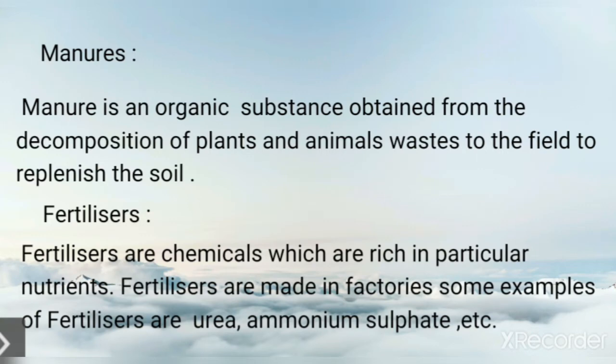So manure is an organic substance obtained from the decomposition of plants and animal waste added to the field to replenish the soil. So next we have fertilizers. Fertilizers are chemicals which are rich in particular nutrients. Fertilizers are made in factories. And some examples of fertilizers are urea, ammonium sulfate, superphosphate and potash, and NPK, which means nitrogen, phosphorus and potassium.